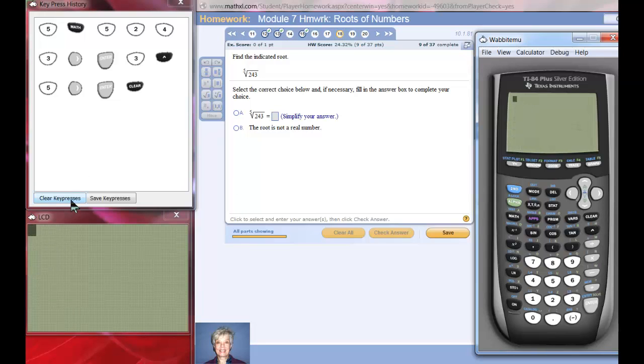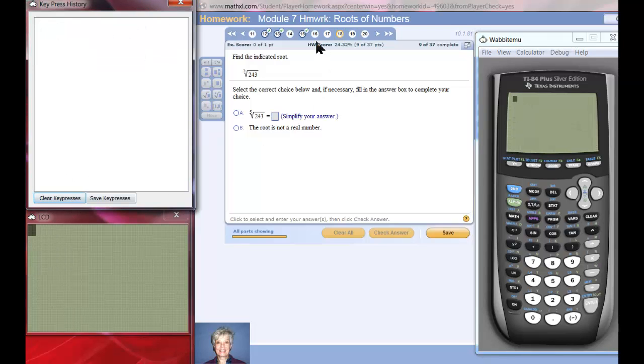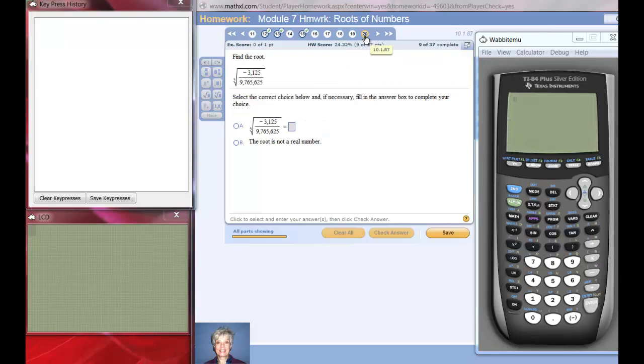Clear. Clear. 19. Well, I've already done that. 20. Oh, how ugly is that? Can we do this? I don't know. Let's try.